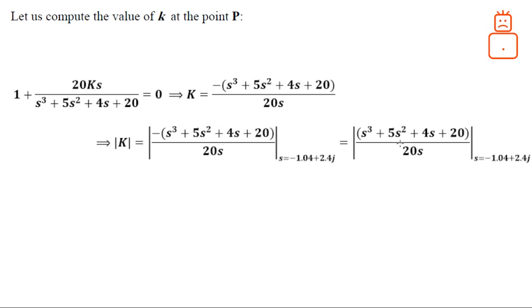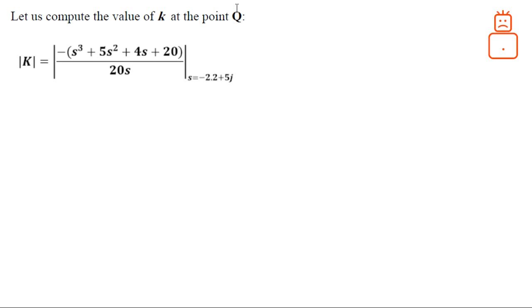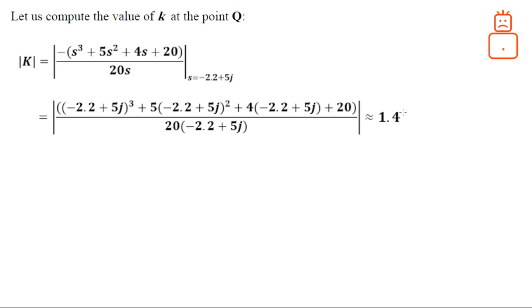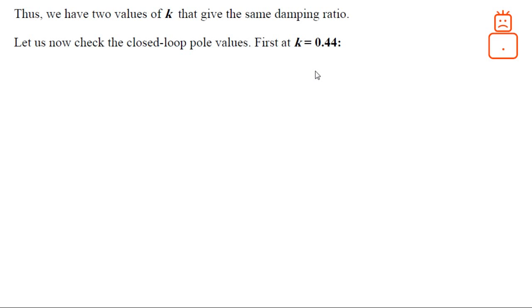Now try to compute this absolute value here. What we're going to have eventually is that the value of k is 0.44. Do the same for point Q. We're going to have a value of 1.4. To check our answer, go back to the characteristic equation, introduce k equal to 0.44 and k equal to 1.4, and try to solve for the corresponding poles.